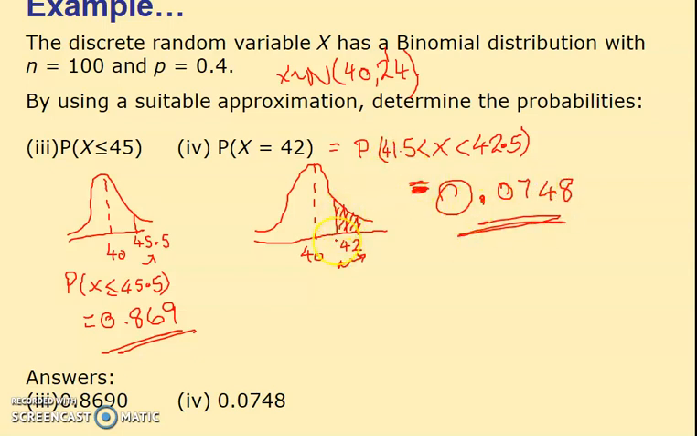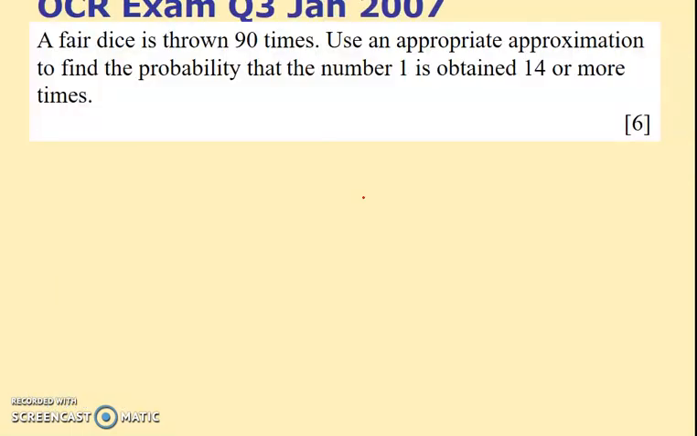So they are doing this rule that in OCR that you do this. You go a little bit lower and a little bit higher. It's always the same amount of the continuity correction both sides. Add a 0.5 on, take a 0.5 off from the number you got given. I feel slightly better. This is an exam question.